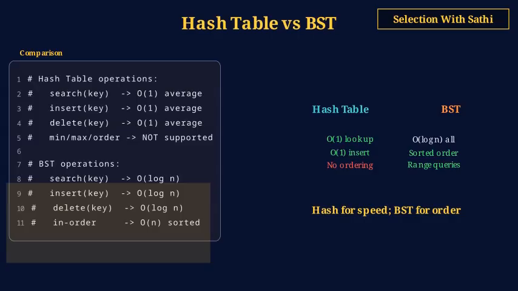If you need fast lookups without ordering, use a hash table. If you need sorted data or range queries, use a BST. Hash worst case is O(n) with a bad hash function, while BST guarantees O(log n) if balanced.